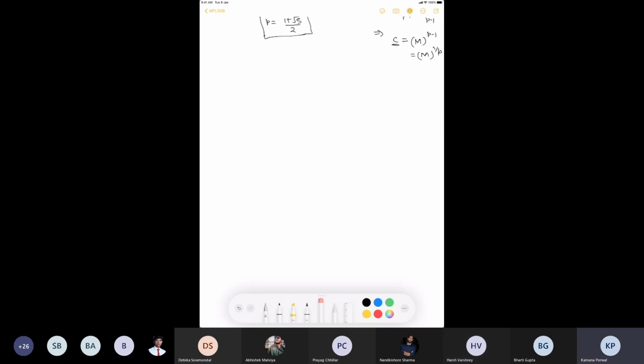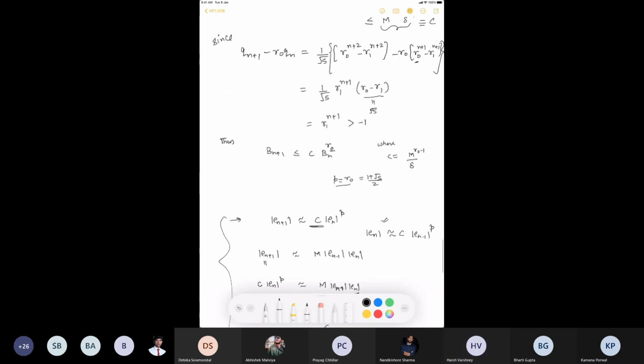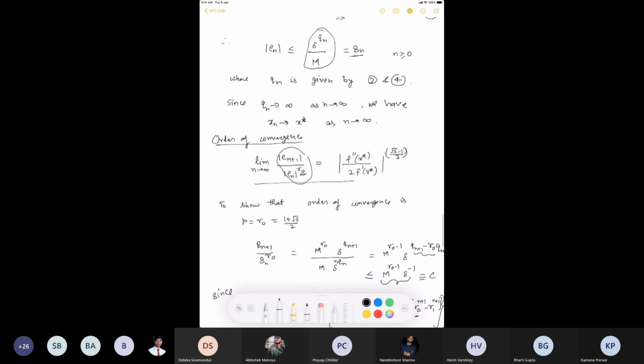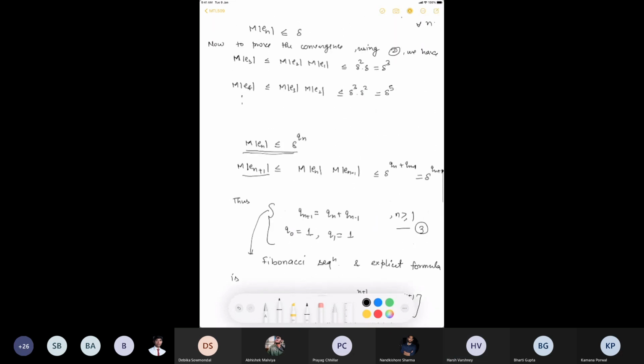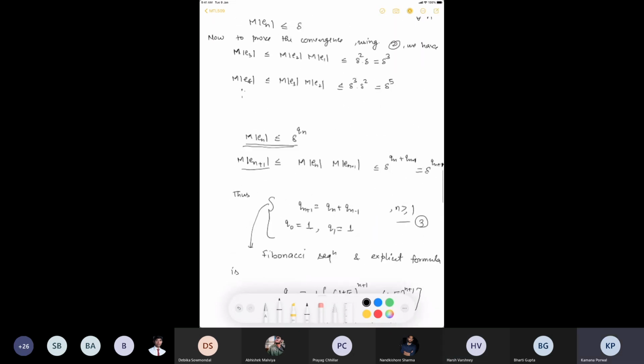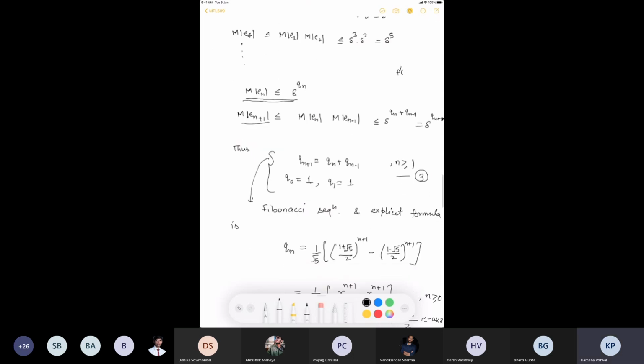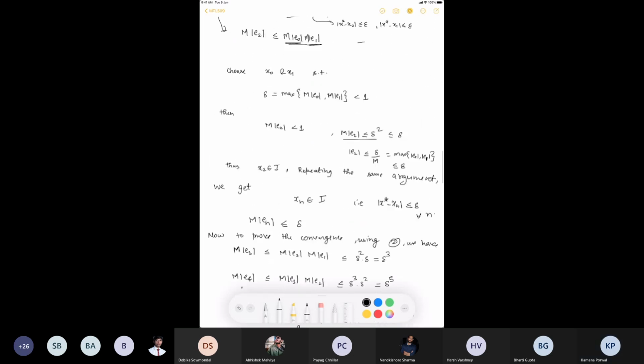Ma'am, we have shown that the sequence xn belongs to the interval. Ma'am, what do we get from showing this? So, see, you're going to see that this term which we have, f of, so where, let me just write.